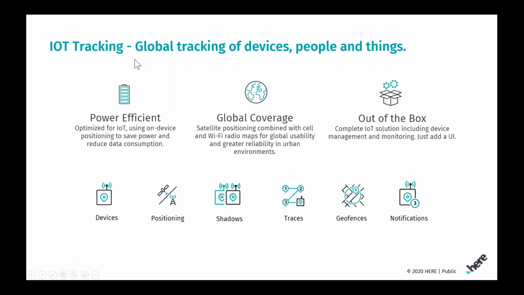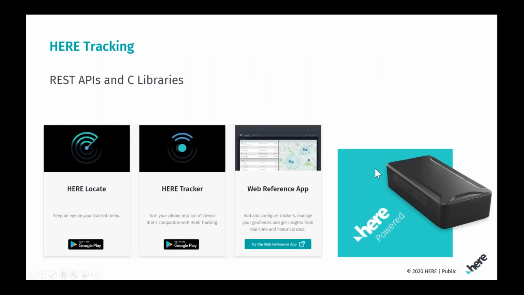And we also offer a bunch of other APIs for registering your devices as IoT, positioning, shadowing and tracing, and geofencing APIs to use with IoT devices. These are some of the applications that we have developed. HERE Locate and HERE Track, that you can go and register your mobile device and transform it into an IoT device, and you can track them, and you can get different reports around it as well.